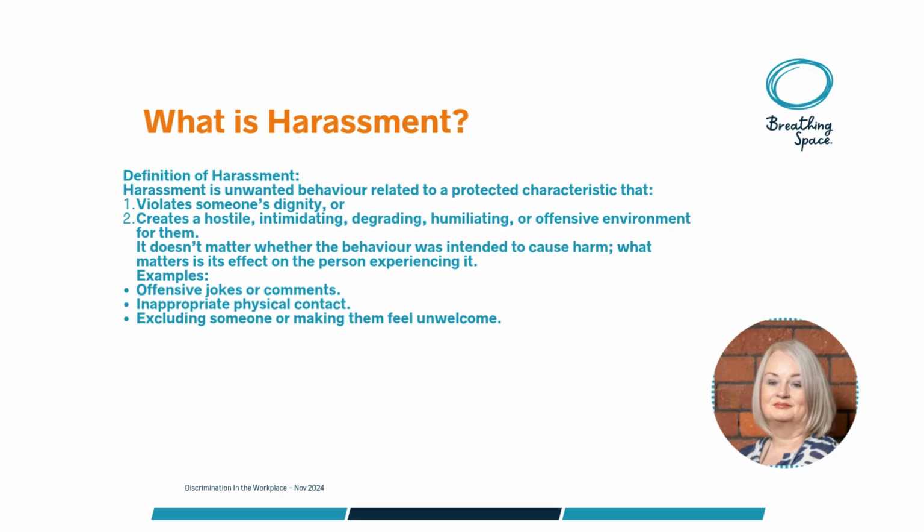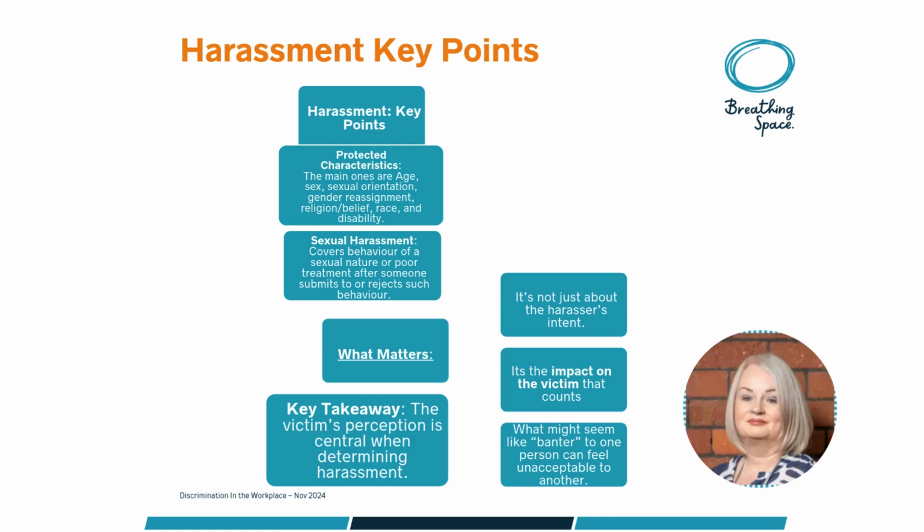For example, offensive jokes or comments, inappropriate physical contact, excluding somebody or making them feel unwelcome. So the key points of harassment is that the protected characteristics in this one, the main ones are age, sex, sexual orientation, gender reassignment, religion, belief and race.